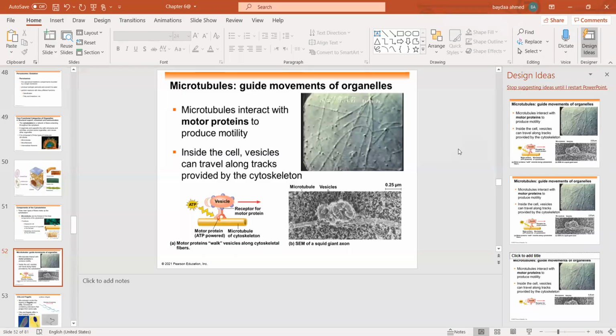Inside the cell, vesicles and other organelles often use motor proteins that have feet to walk. They walk to their destinations along a track provided by the cytoskeleton. Here, from an electron microscopy image, it shows the vesicles. They use the microtubules as tracks to get to their destination.